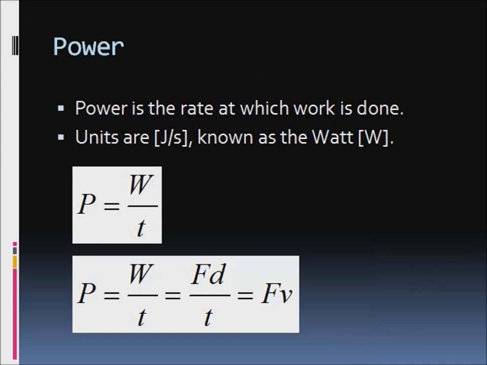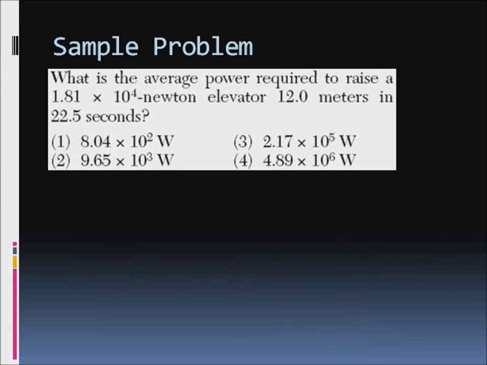Now I can substitute in my numbers, and I get force of 1.81 times 10 to the 4 newton times 12 meters divided by 22.5 seconds for a total power of 9,650 watts. Notice that watts is symbolized with the capital W.